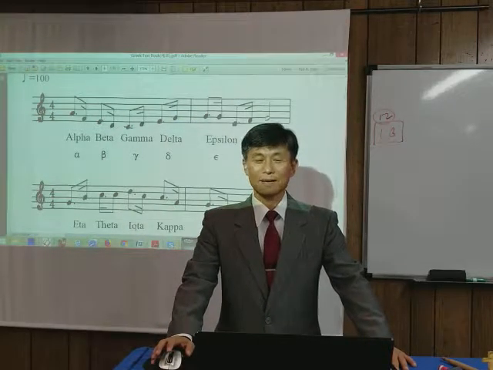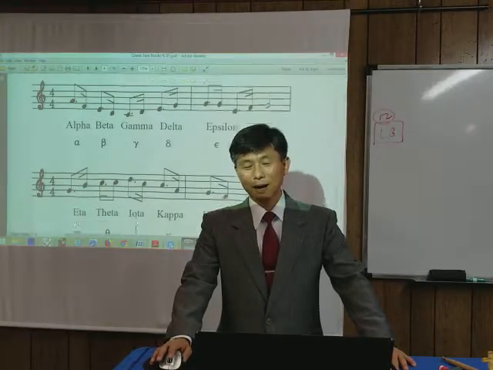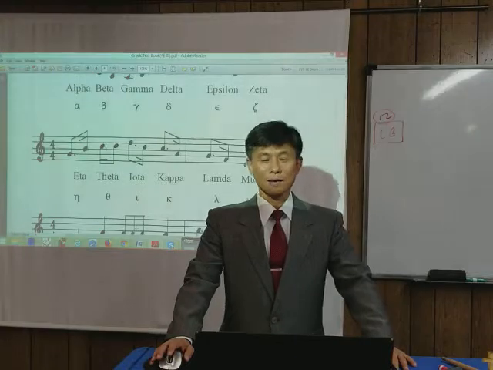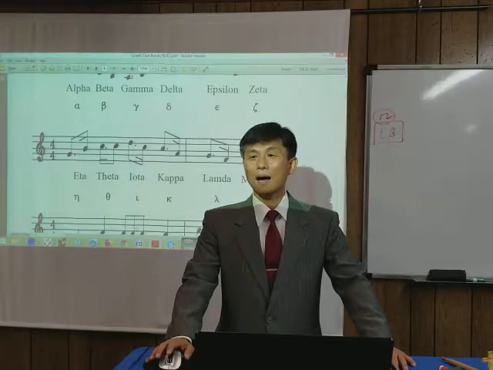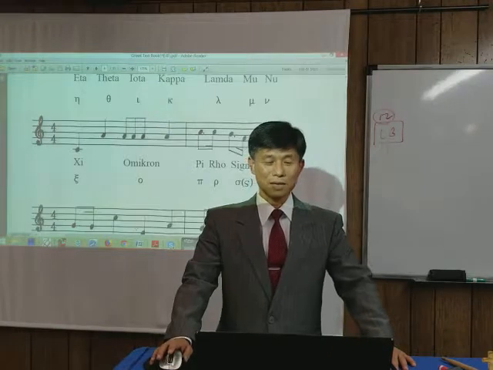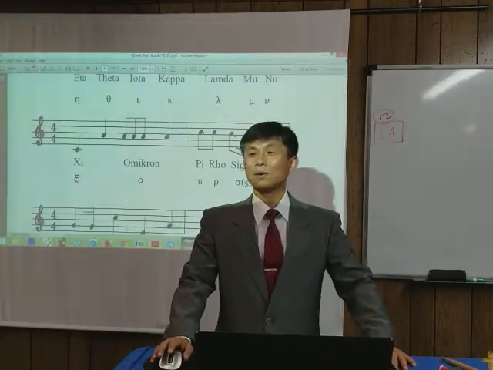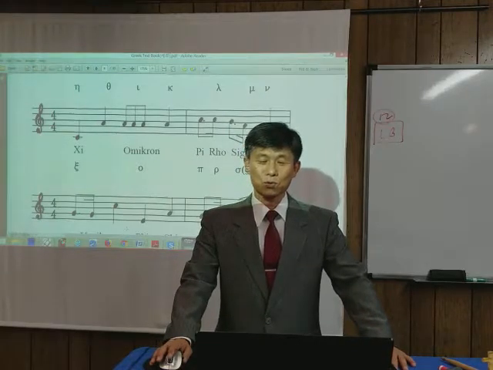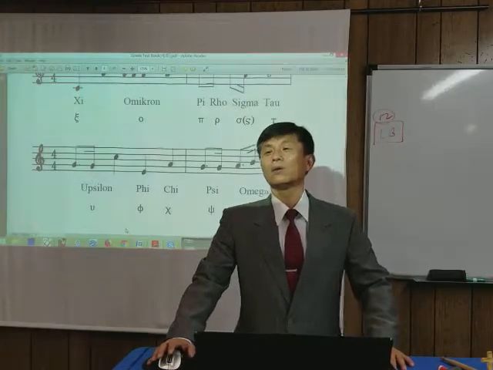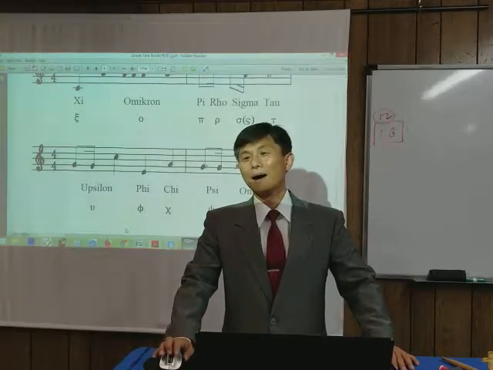Alpha, beta, gamma, delta, epsilon, zeta, eta, theta, iota, kappa, lambda, mi, ni, kushi, omicron, pi, rho, sigma, tau, epsilon, phi, chi, pushi, omega.